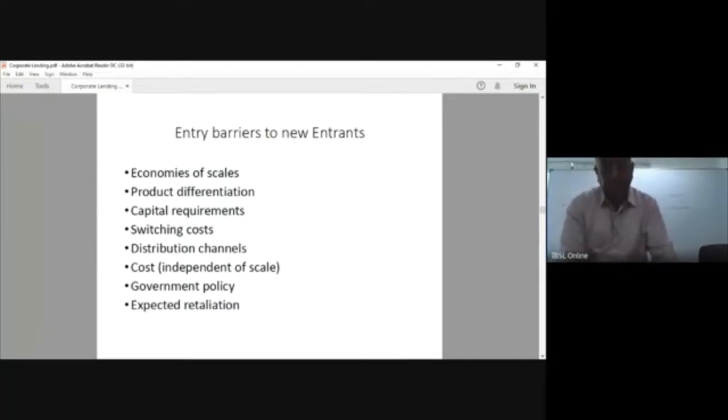I am using Dialog. I am not propagating anything, but what has happened to me: I am using Dialog. When Airtel came, they offered so many benefits to the customers. So I thought, shall I switch from Dialog to Airtel? I was just thinking.